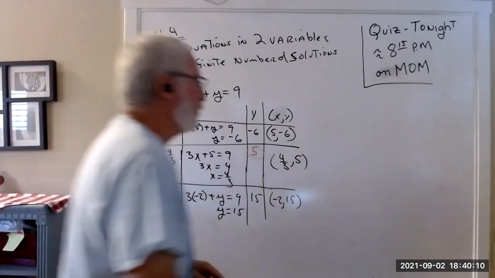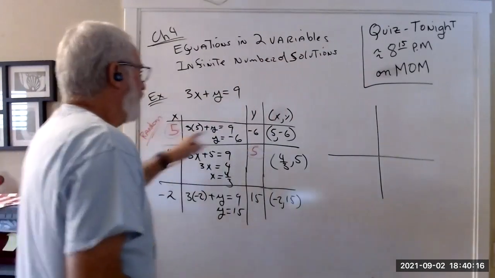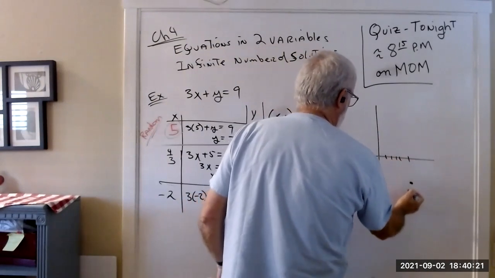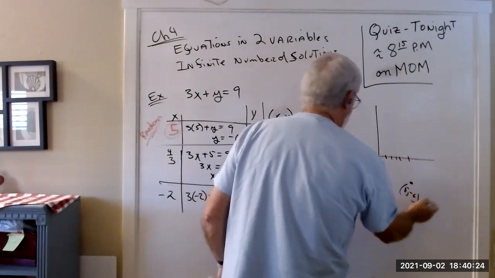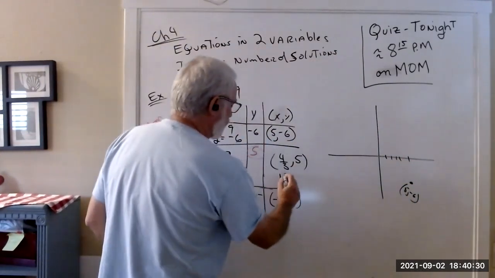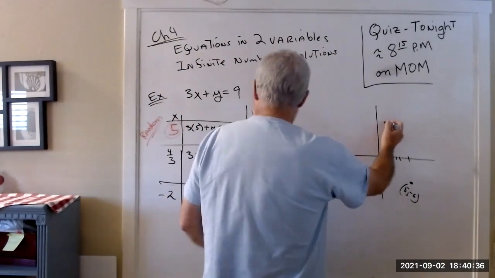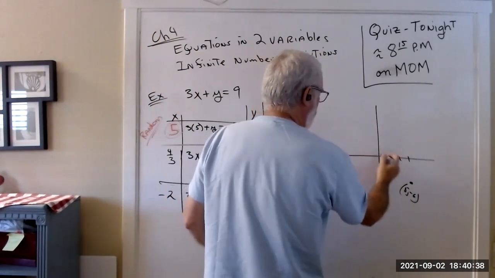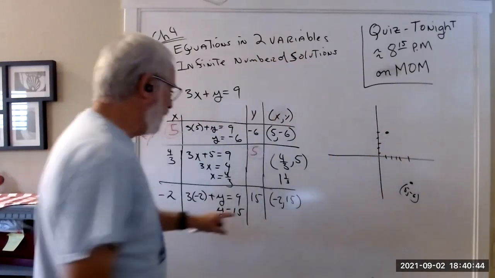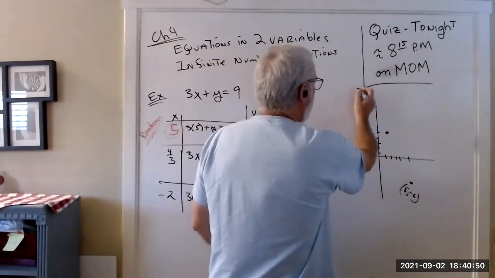And then the other thing we did last night is we plotted these points. 5, -6. 1, 2, 3, 4, 5, -6. Somewhere down there, 5, -6. 4/3, comma 5. Well, 4/3 is actually 1 1/3. So you go over 1 a little bit, comma 5. 1, 2, 3, 4, 5. So we're somewhere like that. And the other one is -2, comma 15. Well, it's way up here.